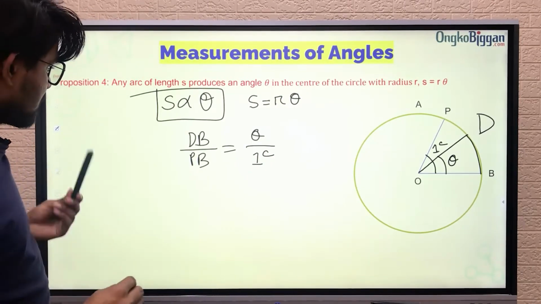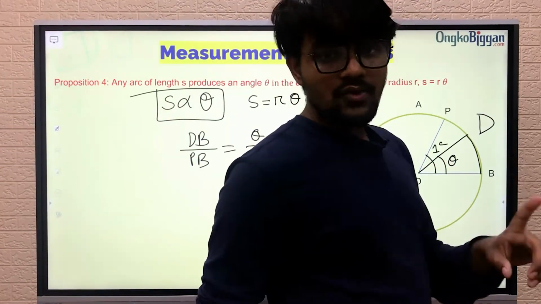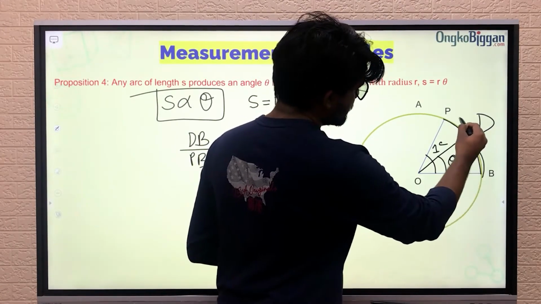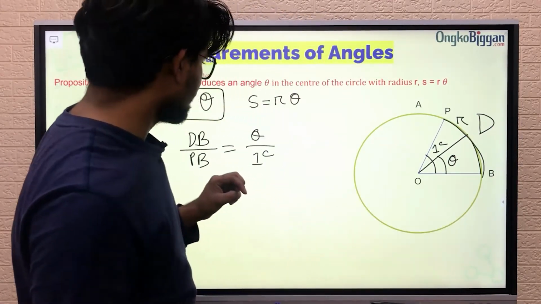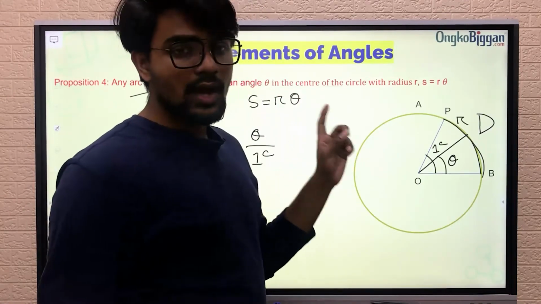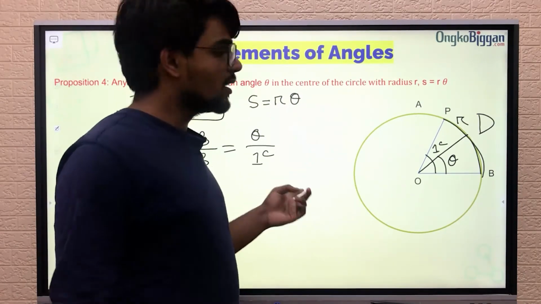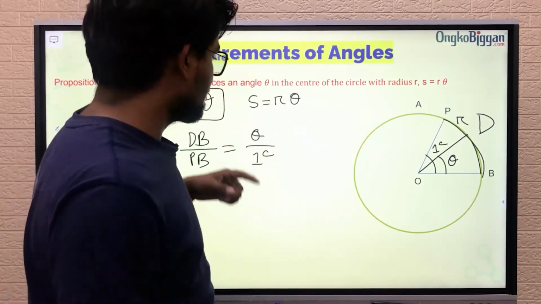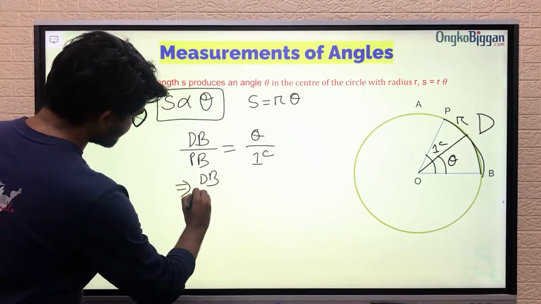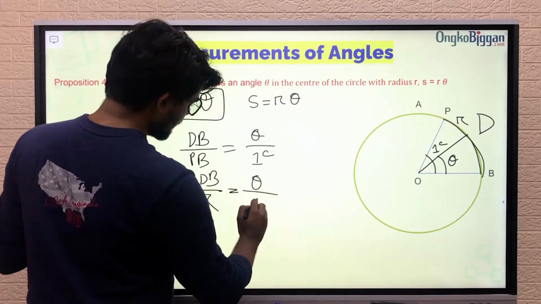Theta and 1 radian. Since the arc PB is creating a 1 radian angle at the center, the length of this arc PB should be equal to r. As you know, the length of the arc PB will be equal to r because that arc is creating a 1 radian angle at the center. So we can write DB by r, because that is the length of the arc PB, equals theta by 1 radian.